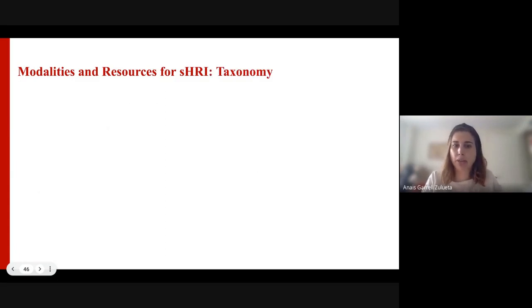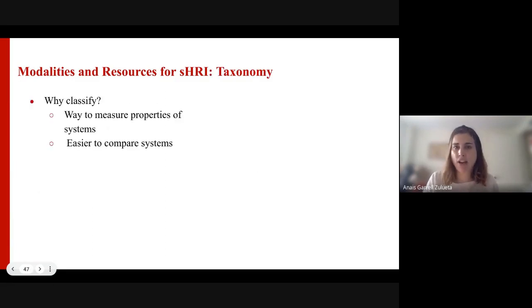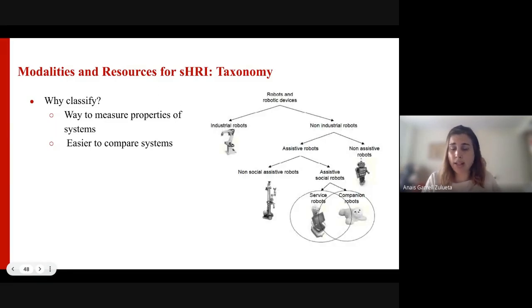And the taxonomy. Why do we need to classify human-robot interaction? Because first, it's a way to measure properties of the system, and it's easier to compare systems. Usually when you write papers, and I guess some of you are doing research, you have to compare your systems with others. If you have a humanoid robot performing a task, you cannot compare it with other kinds of robots. So it's necessary to classify not only the robot, but also the task that the robot is performing. That's an example.